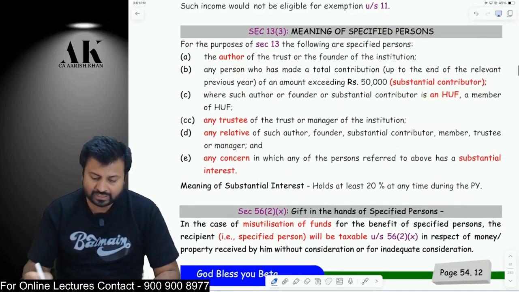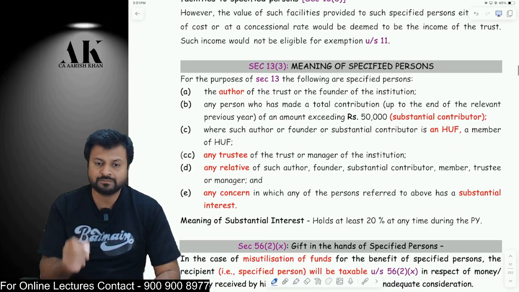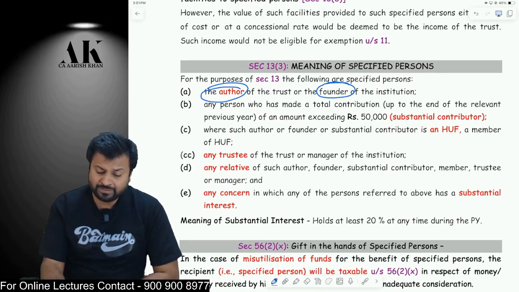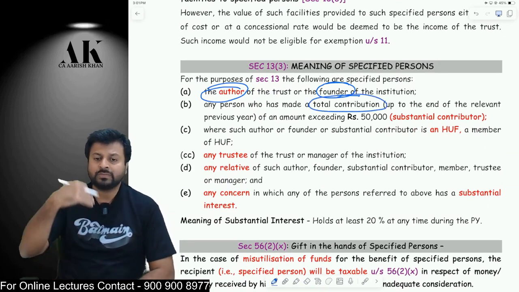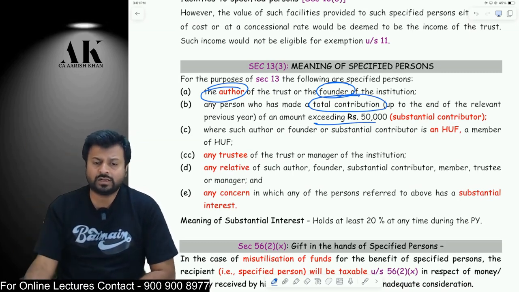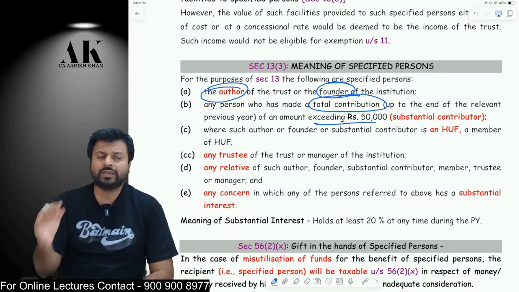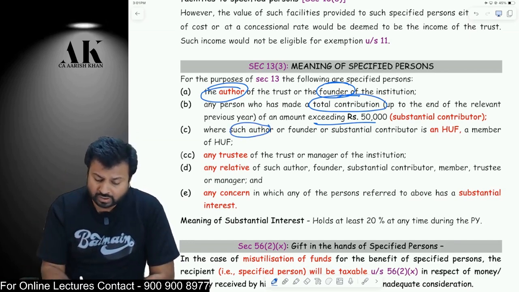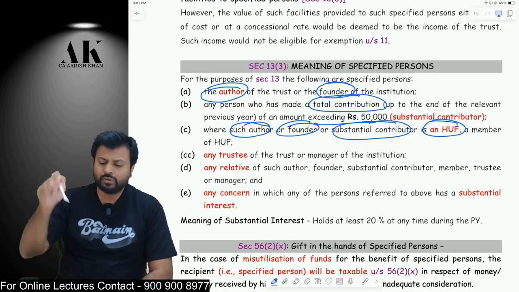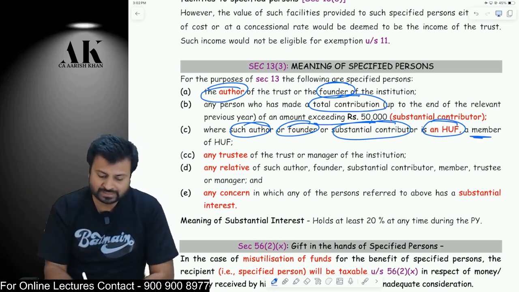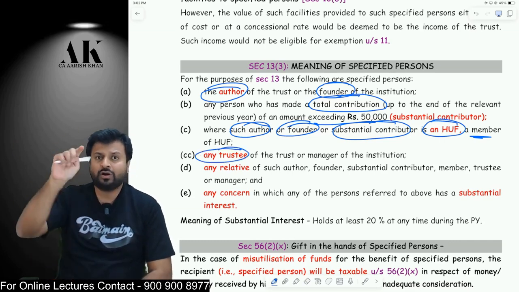Specified person is defined under section 13.3 as follows on the next page. It means the author of the trust, the founder of the trust, or any person who has made substantial contribution. Substantial contribution means who has given a donation of more than 50,000 rupees to the trust in the financial year. That can also be considered as a specified person. Or where such author, founder or substantial contributor is an HUF, then the member of the HUF can also be called a specified person. Then the trustee of the trust can also be called a specified person.